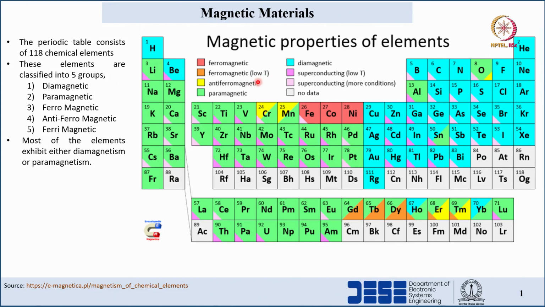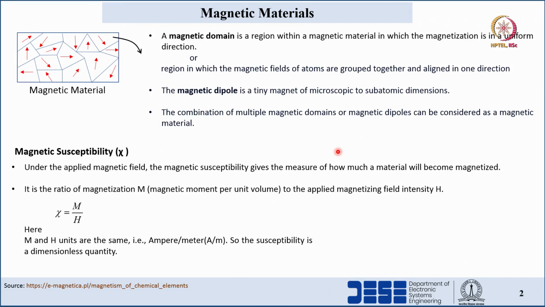Now we will see how these materials behave and what kind of materials from these 118 elements we will select for designing magnetic circuits. First I will discuss magnetic materials, not only diamagnetic but any type of material, with respect to three basic terms: magnetic domain, magnetic dipole and magnetic susceptibility. I will use these three terms to explain the different types of magnetic materials.